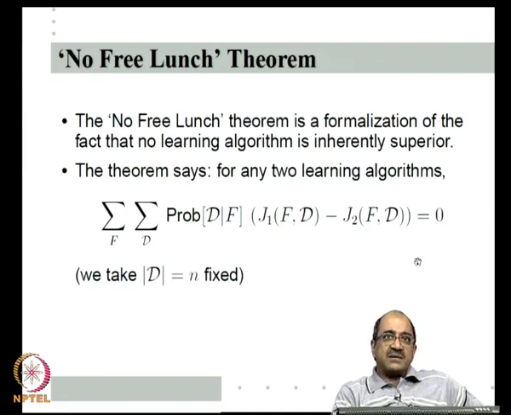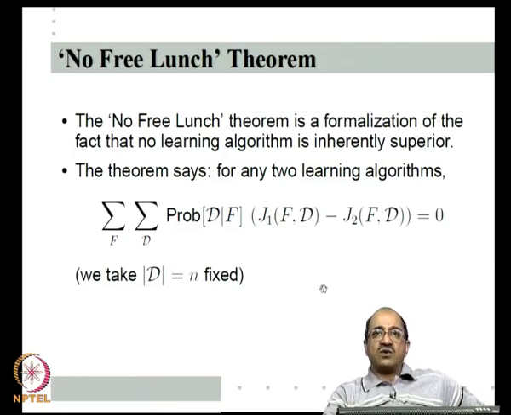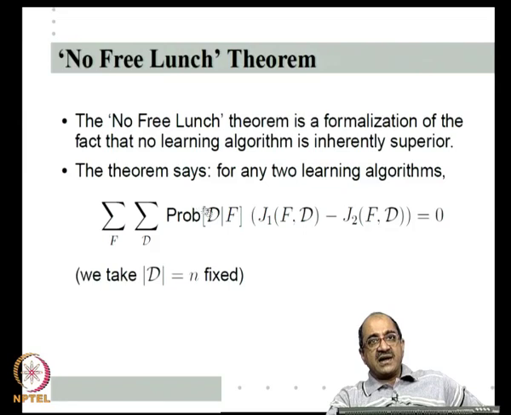What does the theorem say? The theorem has two parts. The first part is: for any two learning algorithms, we will call them 1 and 2, this quantity is 0. What is this quantity? One term is the probability of D given f, the probability of generating a data set D for a given target function, times J1(f, D) minus J2(f, D). This is the difference in the error rate of the two algorithms when given D, weighted by the probability of getting D for training, summed over all D. This is the expected error over all possible training data sets that I may get if f is the target. Then I sum over all f, which means uniformly over all f.